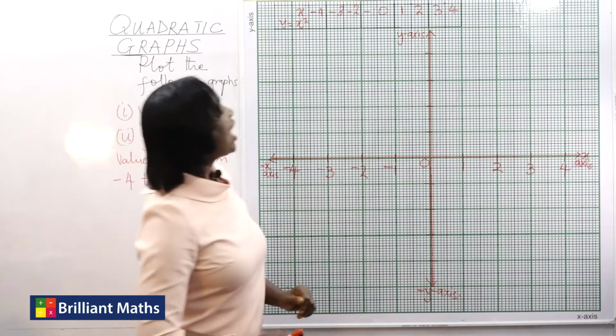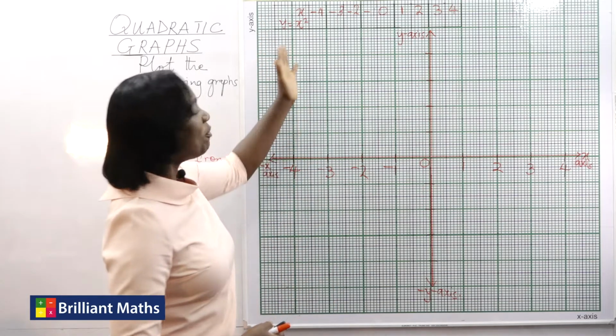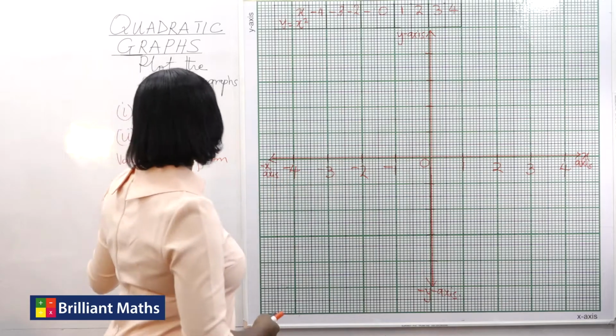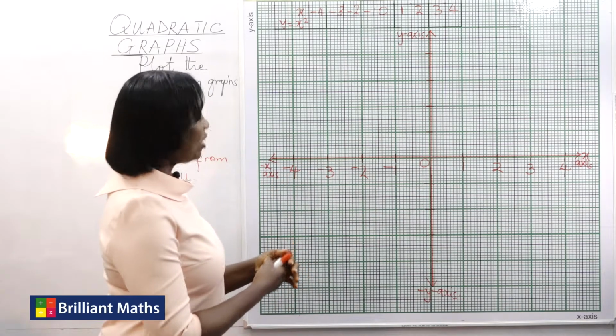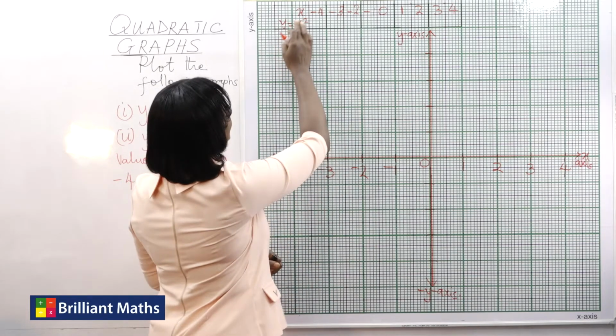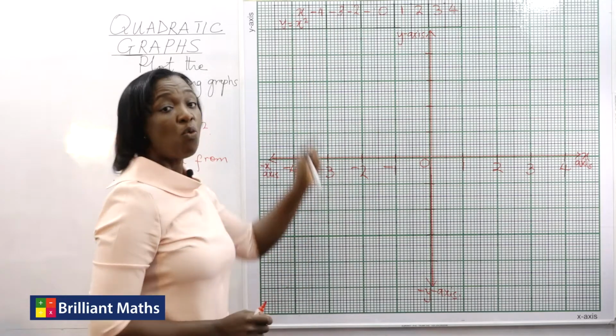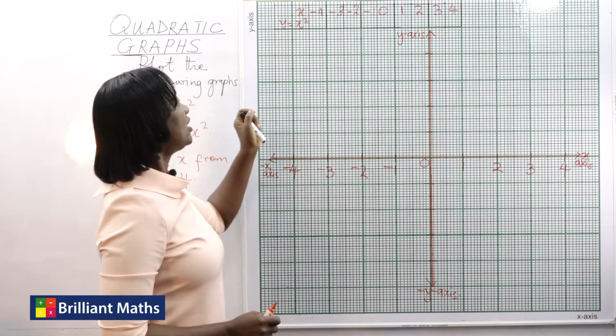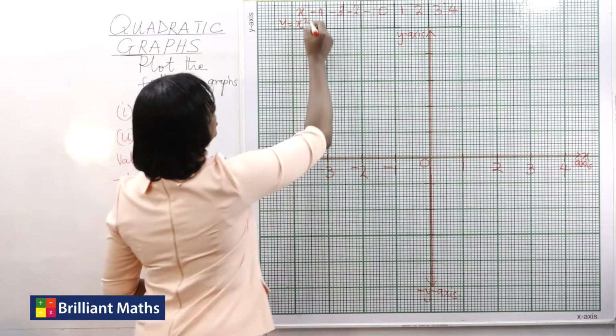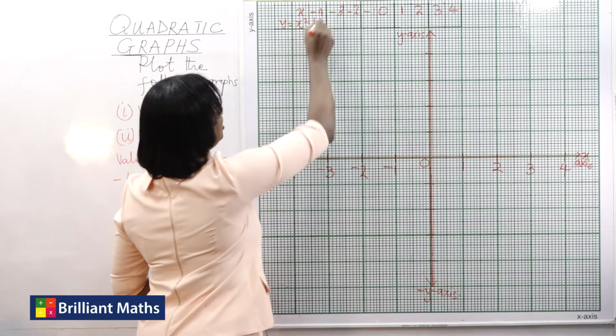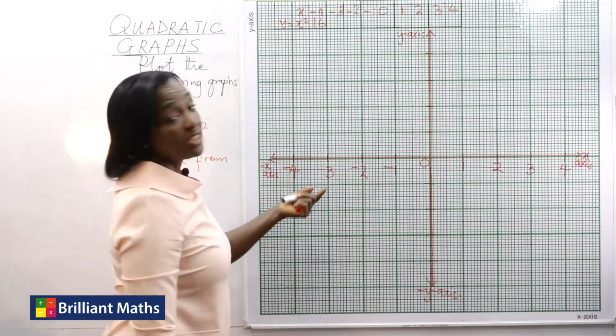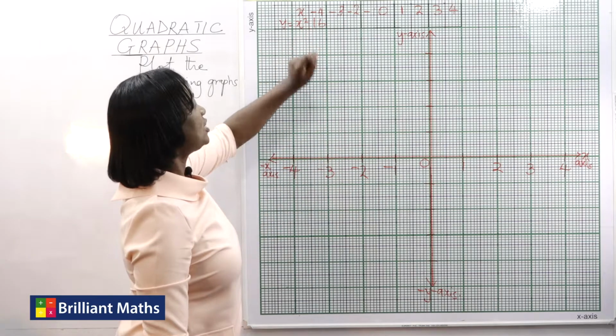So that's the table of values. We need to complete it, with values of x from minus 4 to plus 4. So when x is minus 4, y is equal to x squared. Minus 4 squared will give us 16. Positive 16, because minus times minus is plus.